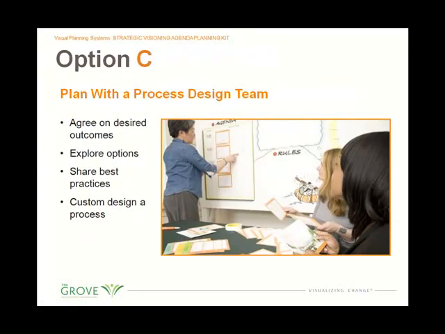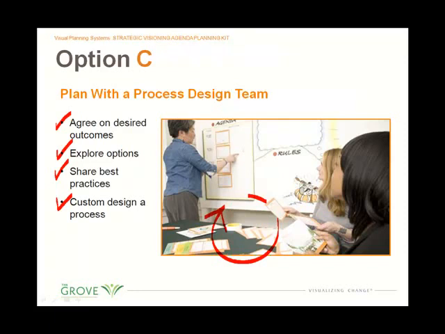So option C is plan with a process design team. Now, this is similar to working with a sponsor. You would start by agreeing on outcomes, and you would explore options. But what's a little different here is you really have the ability to have the whole group go through a collaborative process of playing what ifs and doing different kinds of sequencing and sharing best practices and then customizing a design for that particular organization and that particular setting.